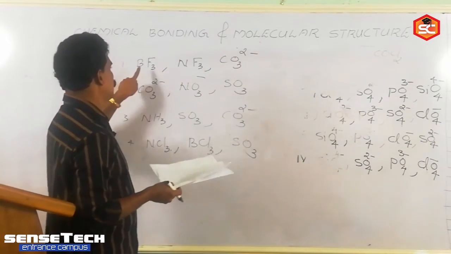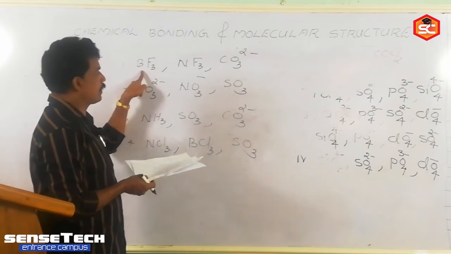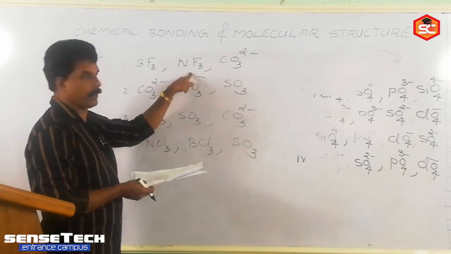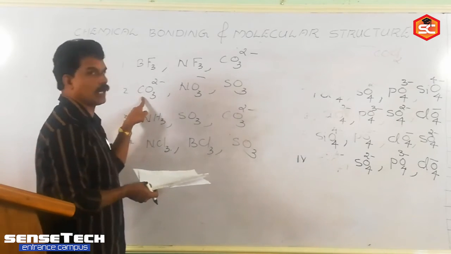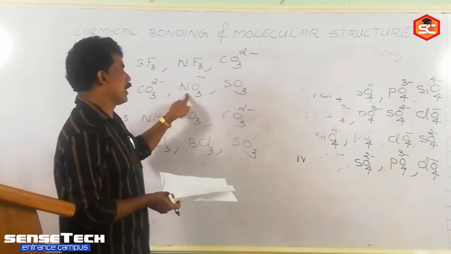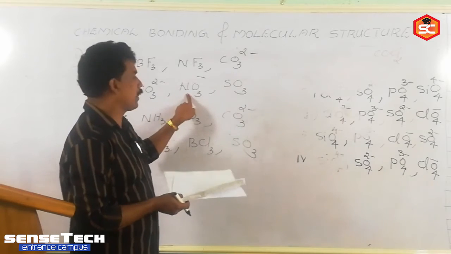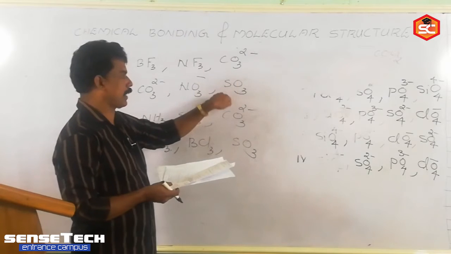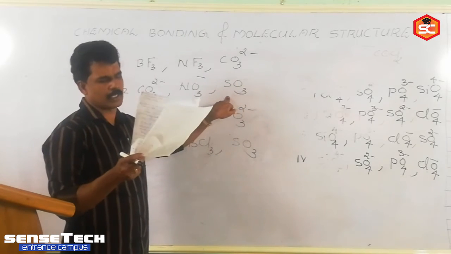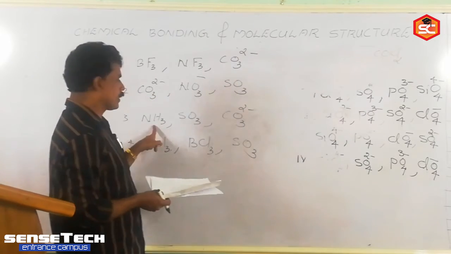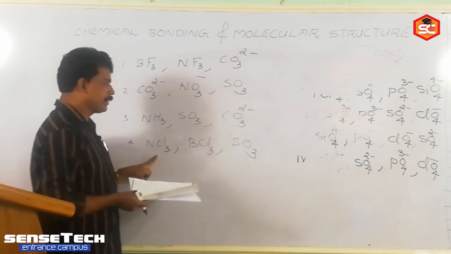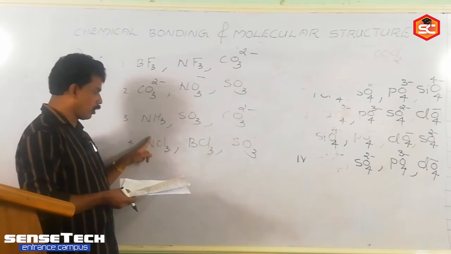Trigonal planar. BF3 is trigonal planar. NF3, one lone pair will be there, so it is not trigonal planar. This is okay. Then CO3 2 minus is trigonal planar. NO3 minus is trigonal planar. SO3 has double bond O, double bond O, double bond O, trigonal planar. So the second option is the correct option. Here NH3 is not trigonal planar, it is pyramidal. NCl3 is not trigonal planar, a lone pair will be there.